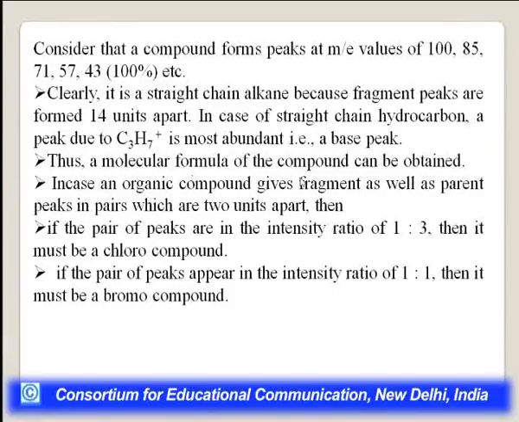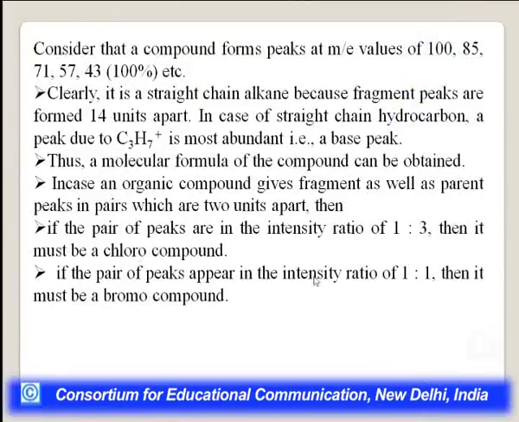Thus a molecular formula of the compound can be obtained in case an organic compound gives fragment as well as parent peaks in pairs which are 2 units apart. Then if the peaks are in a 1:3 ratio, it will be a chloro compound. I have taught you in the last slide. And if the peaks appear in an intensity ratio of 1:1, equal intensity, then it will be a bromo compound. So you can quickly get an idea from the spectrum: if the peak intensity is in a 1:3 ratio, then a chloro compound should be there, and if it is in a 1:1 ratio, then a bromo compound should be there.